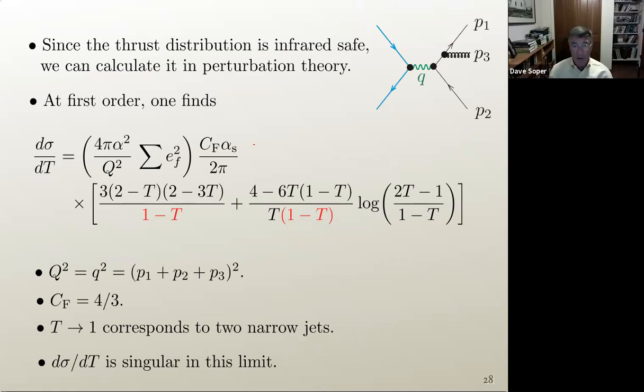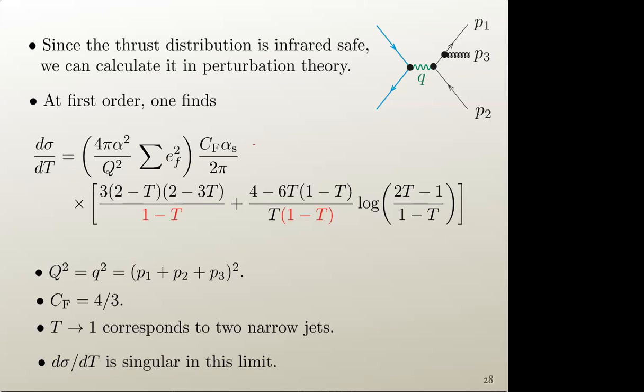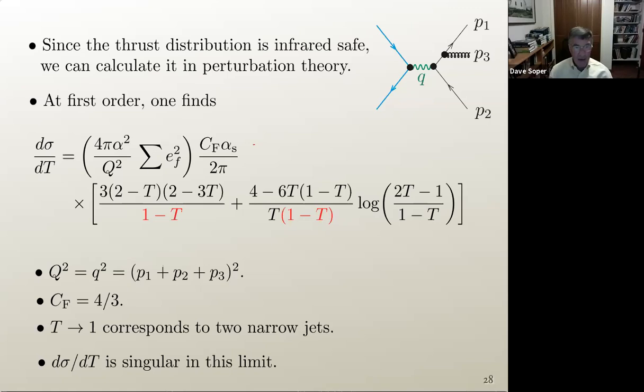So since the thrust distribution is infrared safe, you can calculate it in perturbation theory. And people, of course, long ago did that calculation. And here's the result, d sigma d thrust. So it's proportional to alpha strong because there has to be at least 1 splitting. Otherwise, the thrust is just 1. And there's a polynomial in t times 1 over 1 minus t. And another polynomial divided by 1 minus t times a logarithm, which has got a log of 1 minus t.